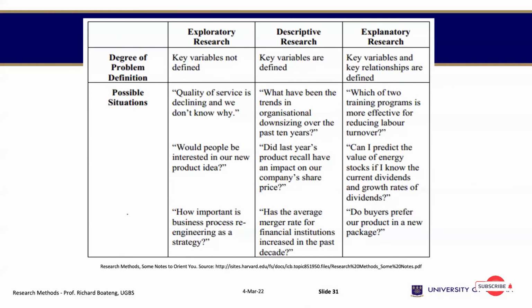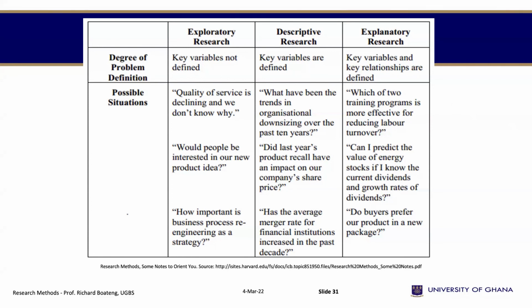Exploratory research, the key variables are not defined. Explanatory research, key variables and relationships are defined. So we see in that explanatory, you will always be exploring between 2 or 3 things. Descriptive research, the key variables are defined. So you see that there are a little bit of differences coming here.